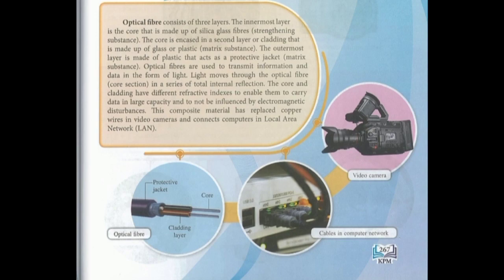So optical fibers are used to transmit information and data in the form of light. Light moves through the optical fiber in the core section. Core and cladding have different refractive indexes, so this composite material has replaced copper wires in video cameras and connects computers in local area networks (LAN).